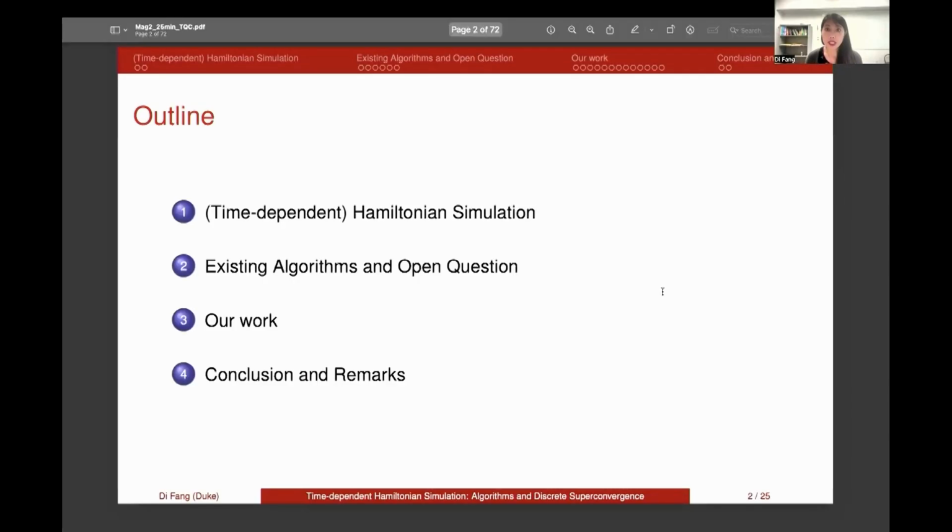So let's get started. Here is the outline of my talk. I will first just briefly mention time-dependent Hamiltonian simulation, the motivation, and the existing algorithm, review a little bit of the state of the art, and raise a question that we would like to answer, and then introduce my work.